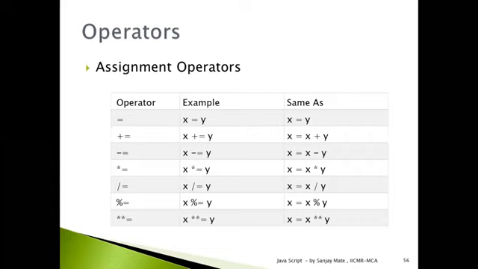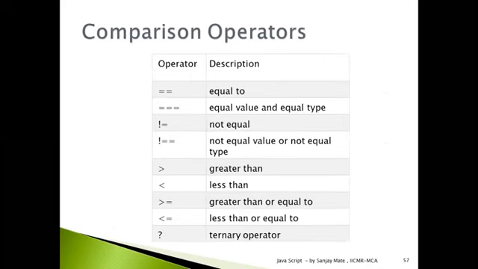Next is assignment operators. These operators are used with equal to. So there is equal to, plus equal to, minus equal to, star equal to, slash equal to, modulo equal to, and exponent equal to. Whatever arithmetic operators we are having, along with this we are using equal to. Here is the example I have shown you. x plus equal to y means x is equal to x plus y. It's quite easy to use.